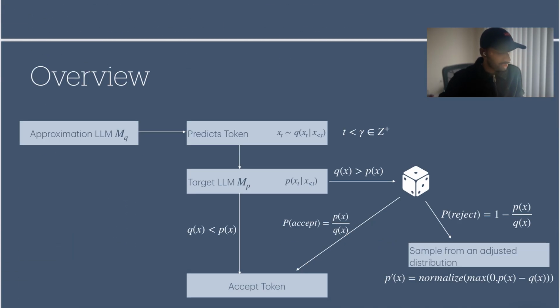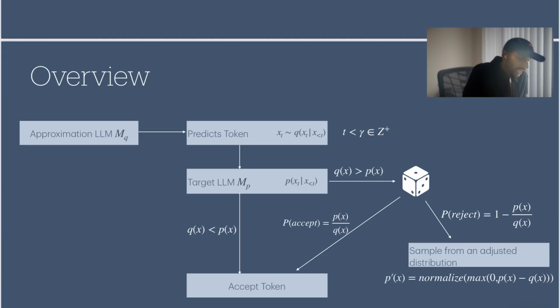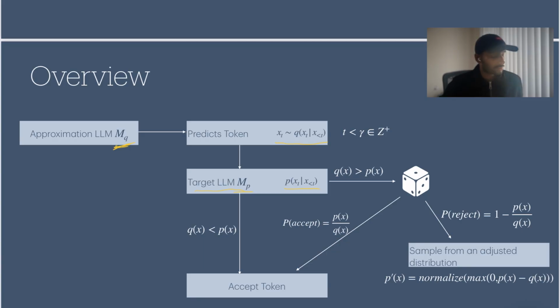So the smaller LLM that I've been talking about is denoted as MQ, or the approximation LLM in the paper. The larger LLM, or the target LLM, is denoted as MP. The approximation LLM for a given time step t, given the context x until t, has a distribution of q of x given x until t. The output probability distribution of the target LLM is denoted by p of x. And also we drop the t subscript when understood, as they do it in the paper.